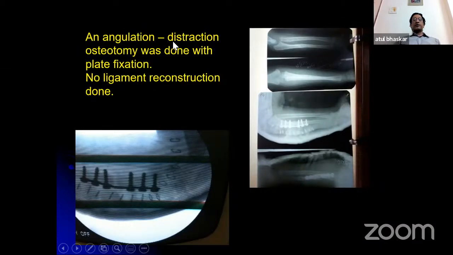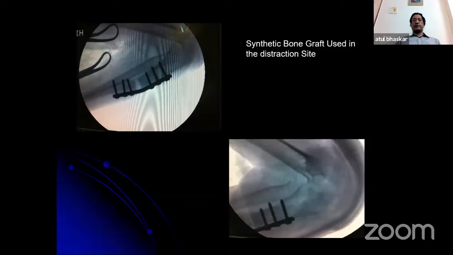If you can get a good angulation distraction osteotomy with plate fixation, invariably you don't need ligament reconstruction, especially if they present within the first 1 year. You can get away by just doing a good osteotomy. For example, in this girl, when the gap is more than 7 millimeters, use a graft. So you must distract at least 5 to 7 millimeters, use a graft, then the head will stay inside.